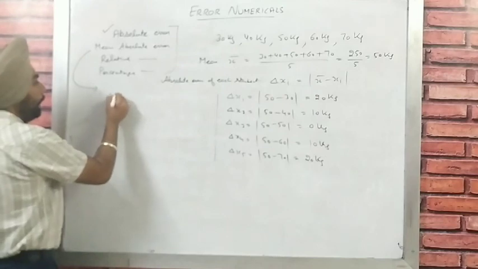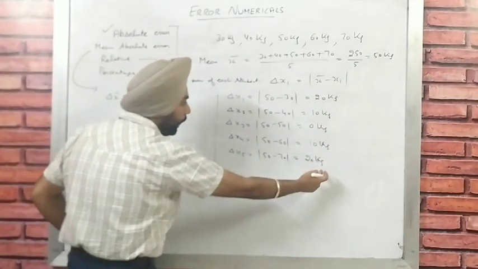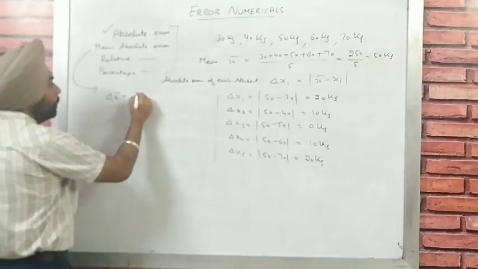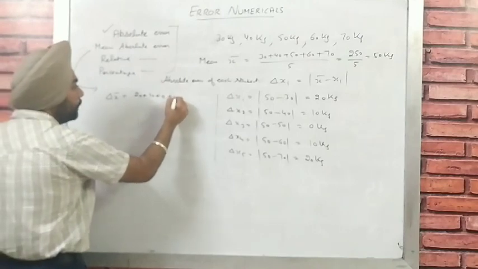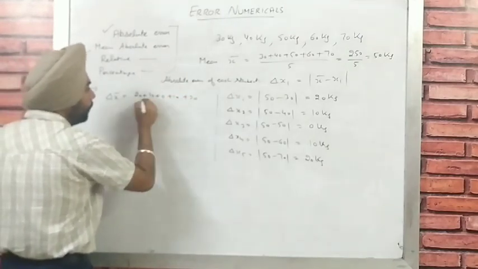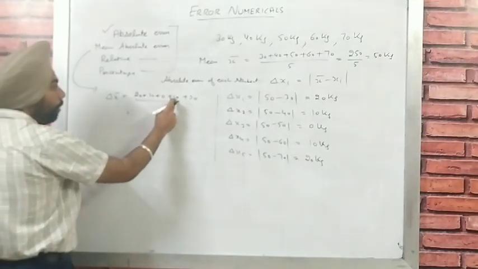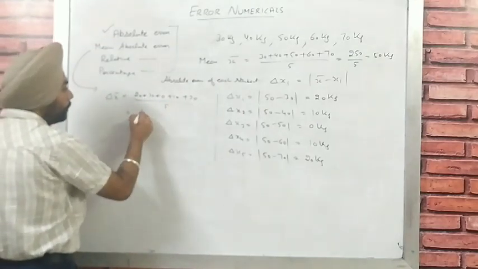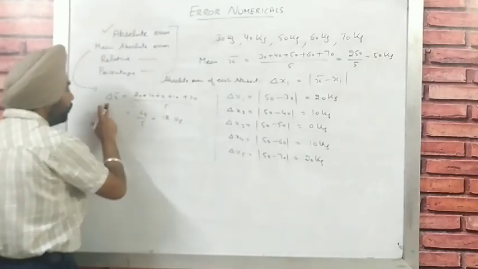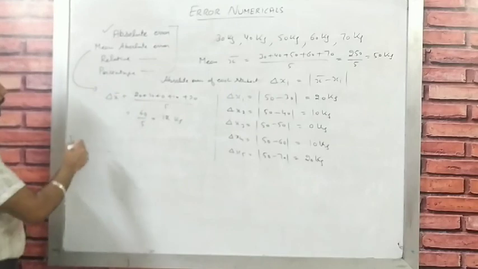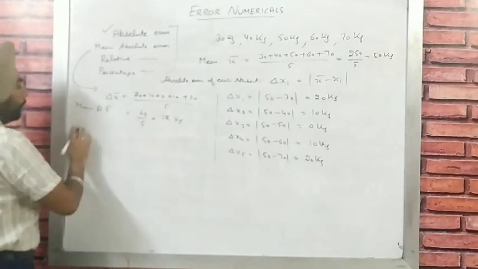So delta x bar is going to be the mean of all those 5 values of absolute errors, which means 20 plus 10 plus 0 plus 10 plus 20 over 5. So the answer is going to be 30, plus 40 is 50, 60. So 60 over 5, which means 12 kg. So that is going to be the mean absolute error. So that is the answer for mean absolute error.